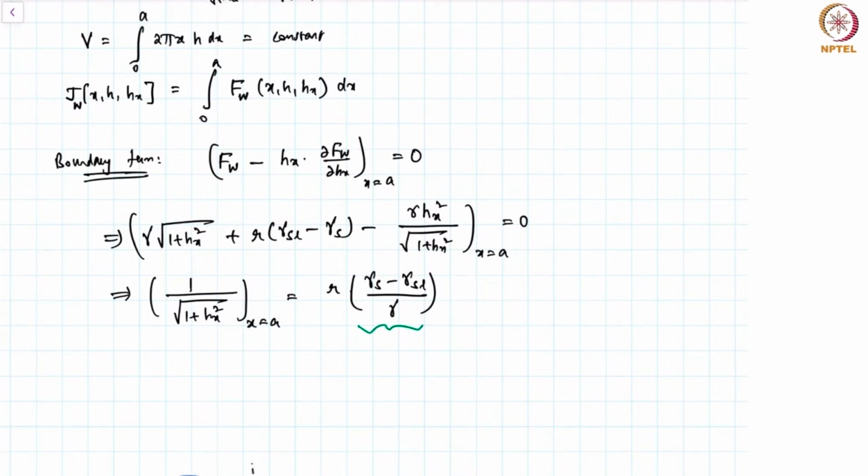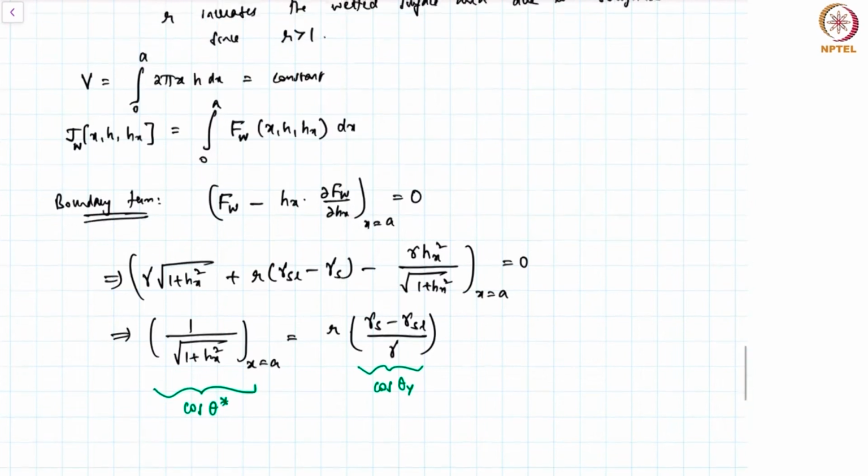This is clearly the Young's angle. This is the cosine of the Young's angle, theta y. And this quantity essentially becomes cosine of theta star. Why is it theta star?